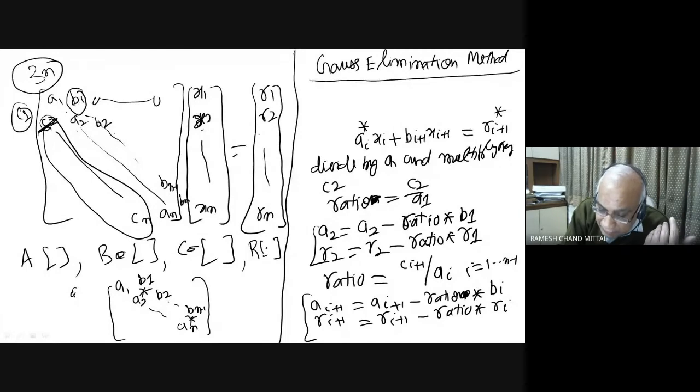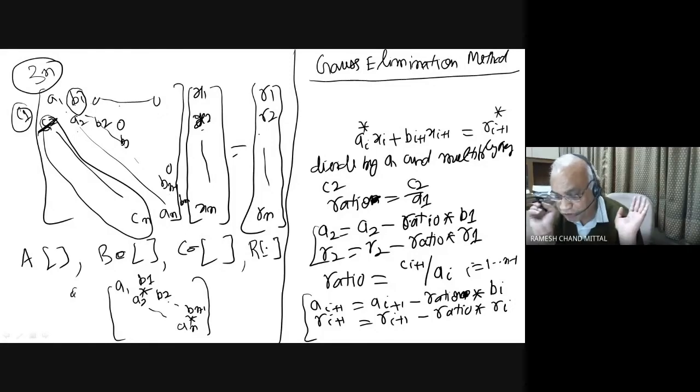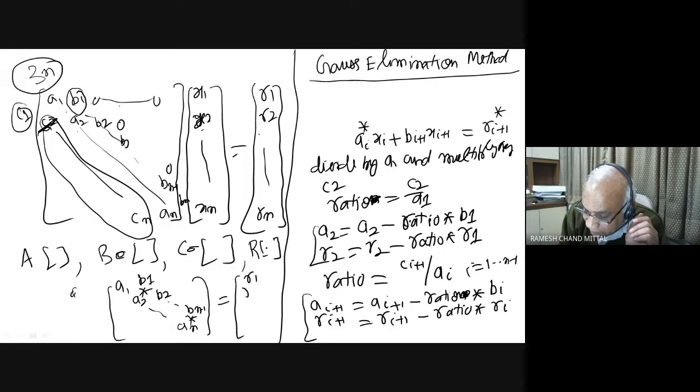B will not be changing, B remains the same, and I get R1, R2 star, Rn star.